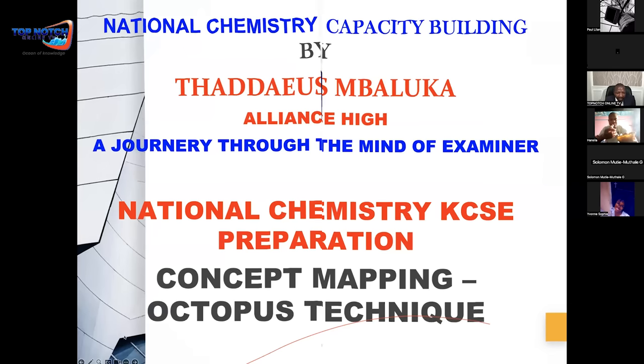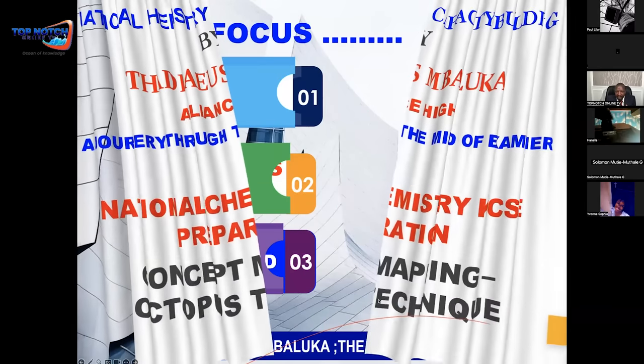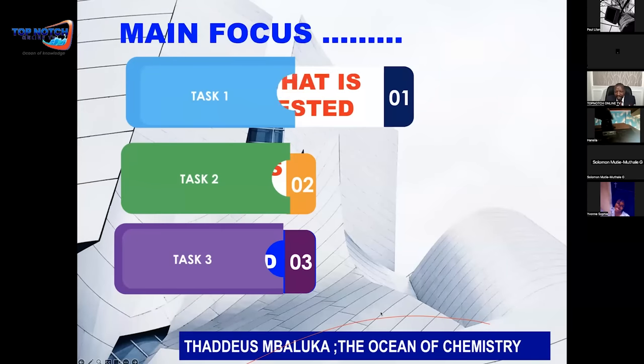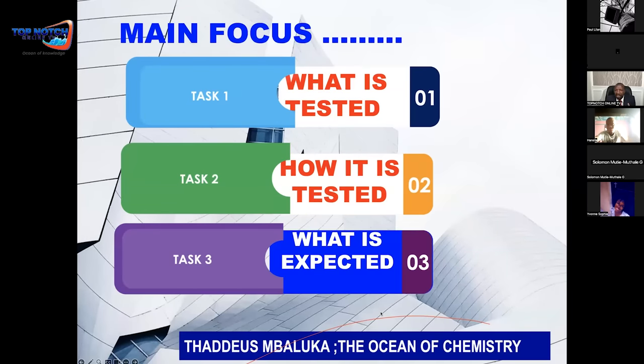So we move on. Whenever you are preparing for an examination, you focus on three main areas: what is tested, how it is tested, and what the expectations of the examiner are. As you prepare for that chemistry exam, you must know what is going to be tested, how it is going to be tested, and what the examiner expects, so that if you are preparing for paper one, you know what you are preparing for. When you are preparing for paper two, you know what you are preparing for. That is very important for you to understand.